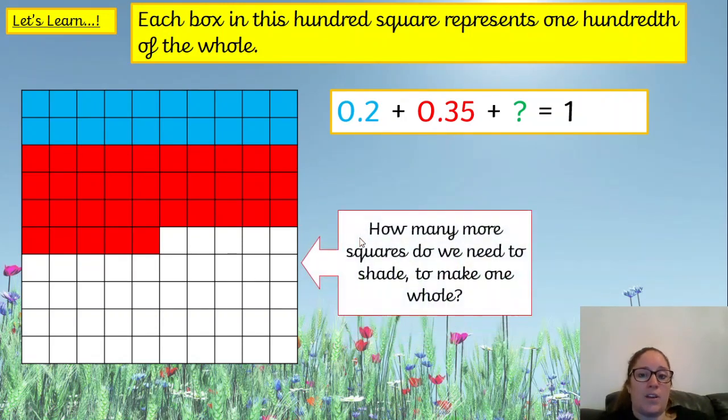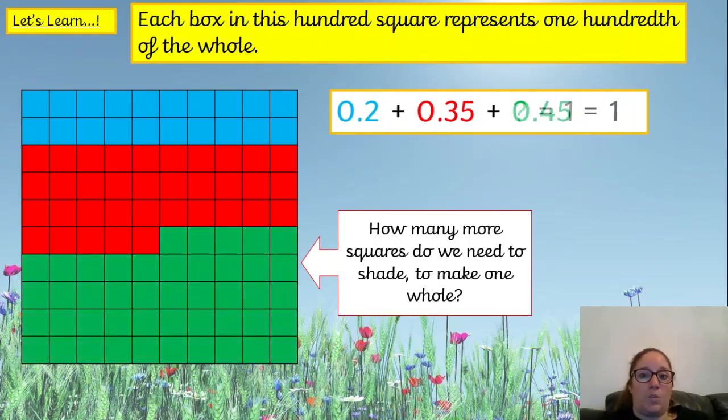How many squares have I got left to make a whole? Okay, so these two, 0.2 plus 0.35 is the same as 0.55. How many do we have left? 10, 20, 30, 40, 45. Okay, so add 0.45 equals 1. Getting all tongue twisted here. So 0.2, so that's 2/10, plus 0.35 plus 0.45 equals 1 whole.